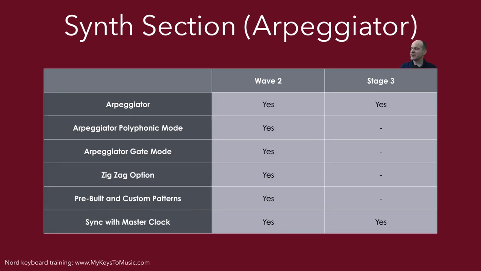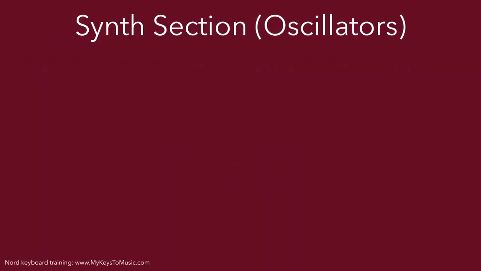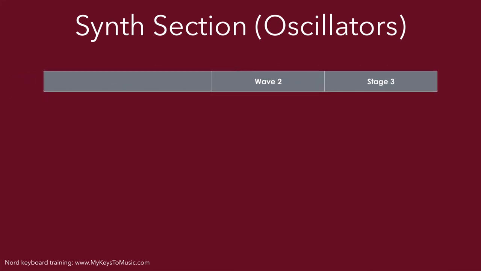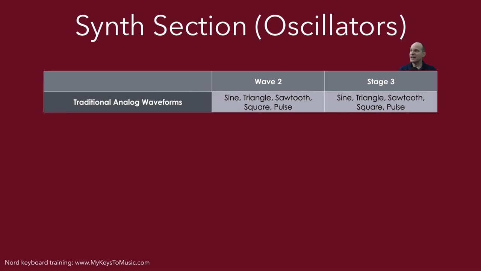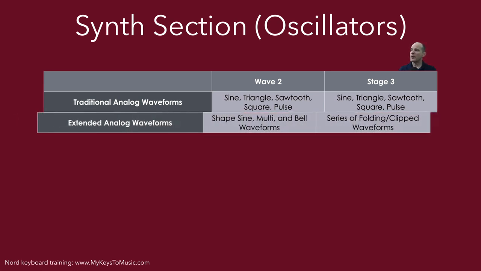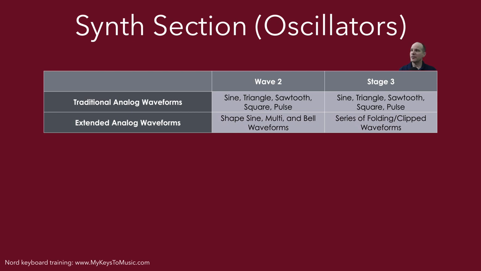So big differences on the arpeggiator. Okay, now we come to the oscillator section, the chromosomes of these keyboards. Both have traditional analog waveform emulations. That would be the sine, the triangle, the sawtooth, square, and pulse waveforms. They both have the extended analog waveforms, which include the shape, sine, multi, and bell waveforms on the Wave 2, and a series of folding and clipped waveforms on the Stage 3. At the end of the day, they are both similar in the way they can manipulate waveforms.